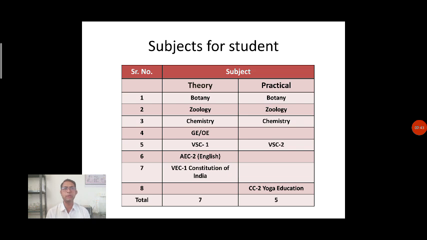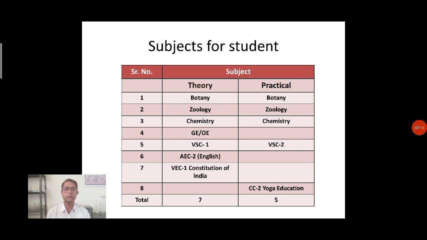Followed by this GEOE there is one VSC subject. This VSC subject again the student is required to select, and this VSC subject has the practical also. So theory and practical are there for this VSC subject. For example in botany, organic composting is one of the subjects, and for this organic composting you can see the practical is also given in the syllabus.